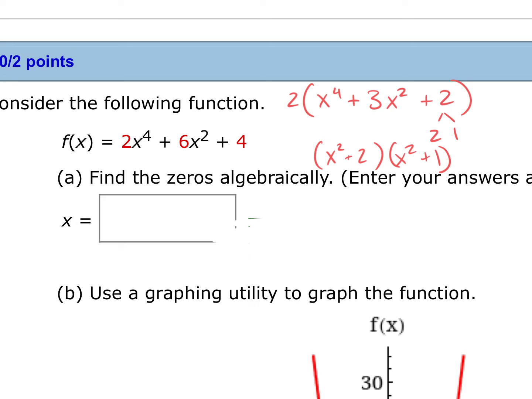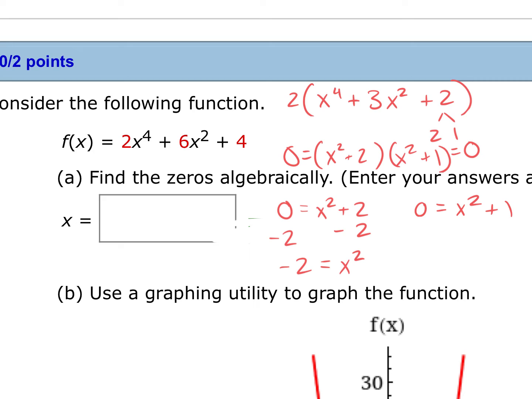Now again, how could I find the zeros? I just factored it, so I'm not done yet. How would I find the zeros? Set them both equal to 0. So 0 is equal to x squared plus 2, and 0 is equal to x squared plus 1. I'm going to solve for x in my first one, so subtract 2 on both sides. Negative 2 is equal to x squared.